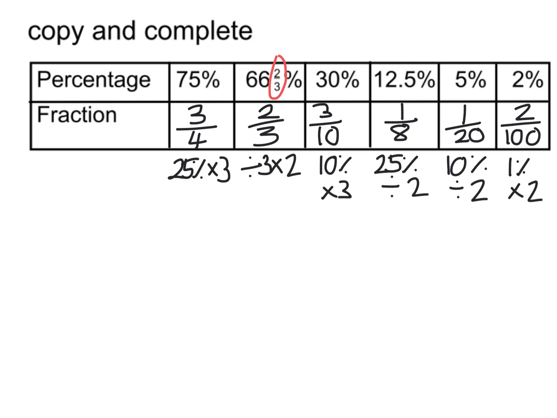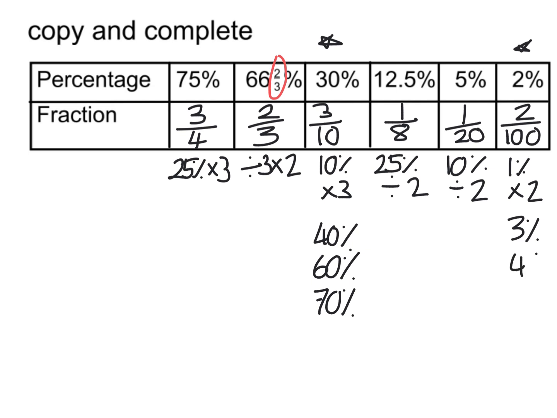Now, with your 30% and your 2%, the same method works if I gave you 40%, 60%, 70% and so on. Or if I gave you 3%, 4%, 5%, 6% even, you would start by finding 10% and multiplying, or 1% and multiplying. So I'm going to do some examples of each of these with you over the next couple of slides. Some are easier than others depending on the numbers I've chosen for you to divide by.